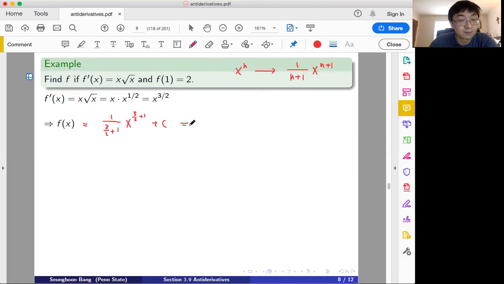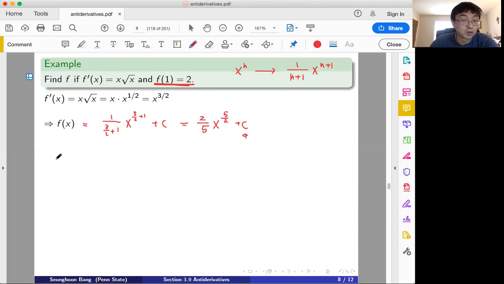To simplify, 3 over 2 plus 1 is 5 over 2. You can flip it: 2 over 5 x to the 5 over 2 plus c. So this is not final. You can decide c by using this information.